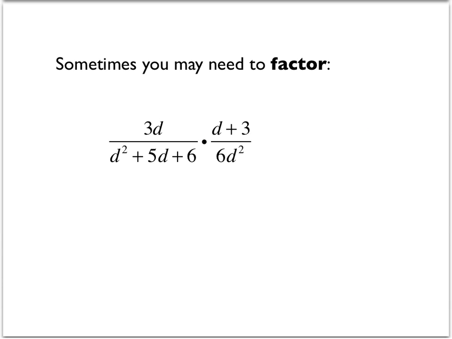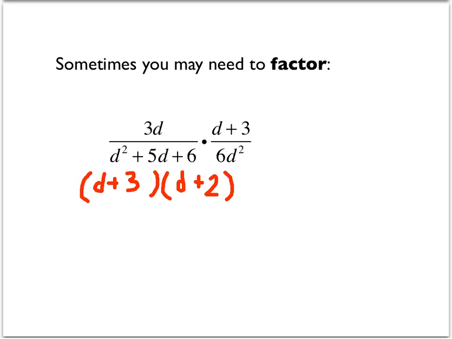Next example. Sometimes you might need to do a little factoring in order to divide here. Now you might wonder, can I cancel out this 3 and this 6? And the answer is no, because you are adding those values. Remember, you can only cancel things when they are multiplied or divided. So what I'd like to do here, I notice my denominator here, and I know my factoring. I can actually factor this denominator. It's going to be d plus 3 times d plus 2.